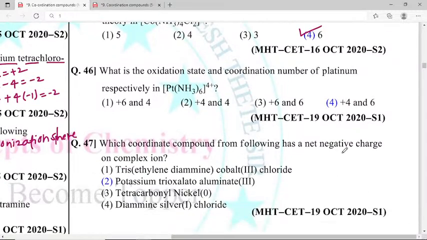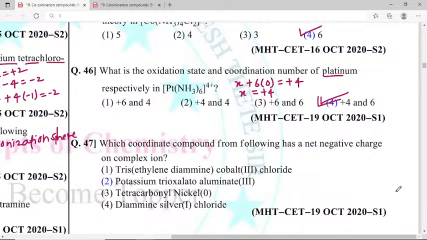What is the oxidation state and coordination number of platinum respectively? So coordination number is 6 and oxidation state is plus 4. How does it become plus 4? So platinum value x plus 6 times ammonia 0 is equal to plus 4. So x is equal to plus 4. So this is your answer. Option number 4 is correct.